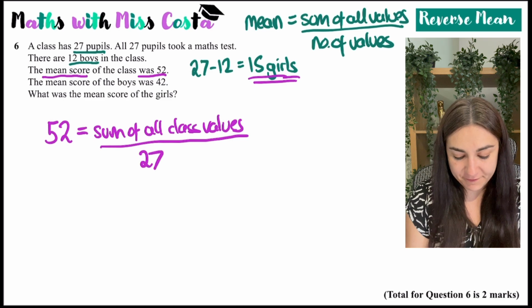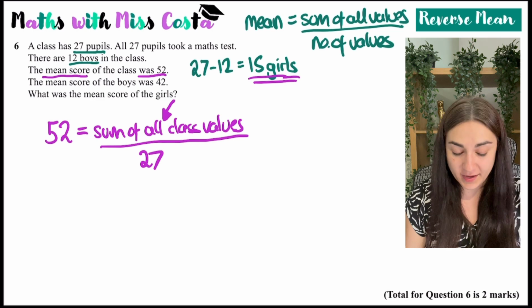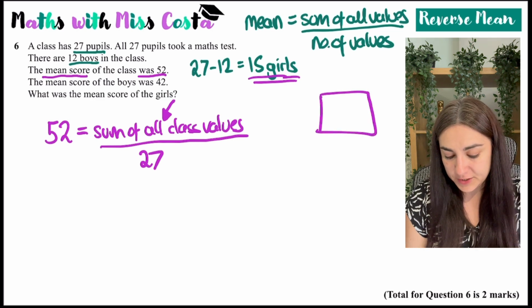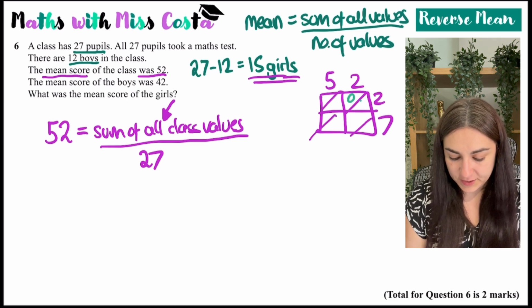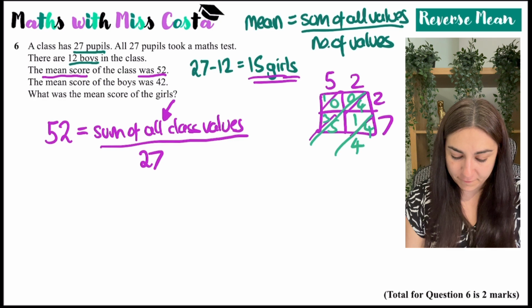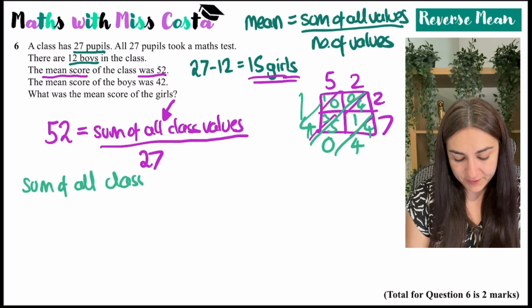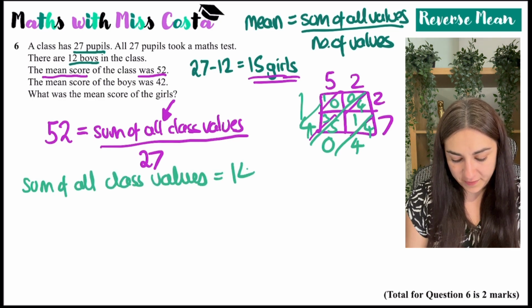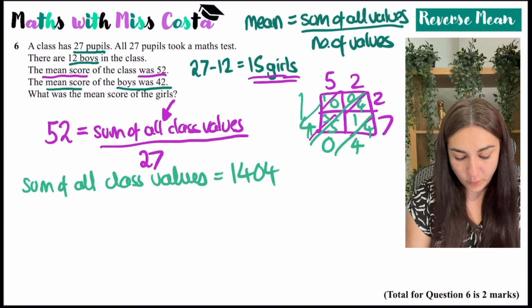So 52 is the sum of all the class values divided by 27. So in order to find out what all of the class values were, I would do 52 times 27. 2 times 2 is 4. 2 times 7 is 14. 5 times 2 is 10. 5 times 7 is 35. Add the diagonals, that will be 4, 10, 4, 1. So I know that the sum of all the class values is 1,404.